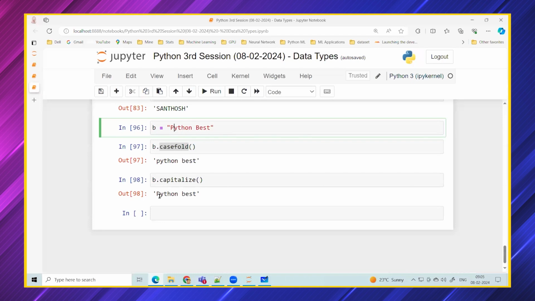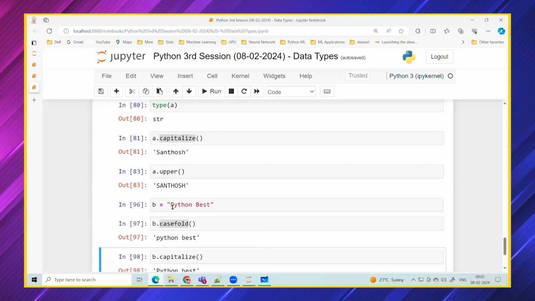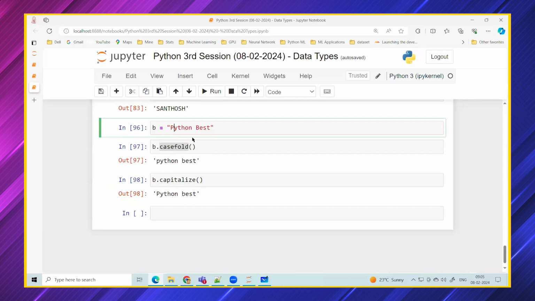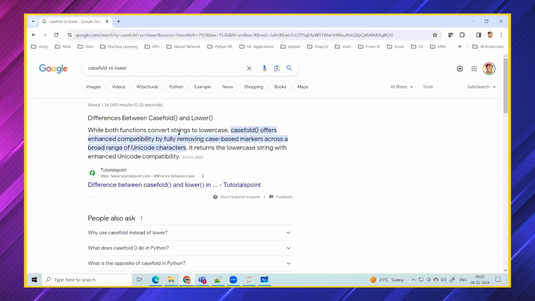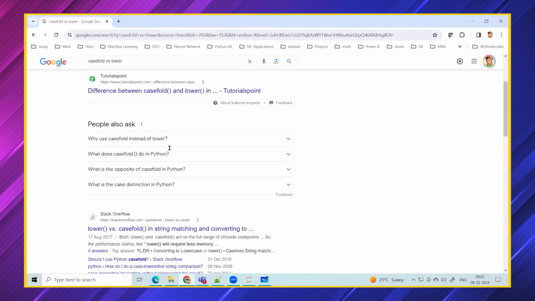Python, the P is maintained as capital, but if you see "best", that has been changed to a small letter. But if you take casefold, every letter is converted from capital to small. Okay. So, and also let's double check it. While both functions convert a string to lowercase, casefold offers more by removing case-based marks across a broad range of Unicode, I think.